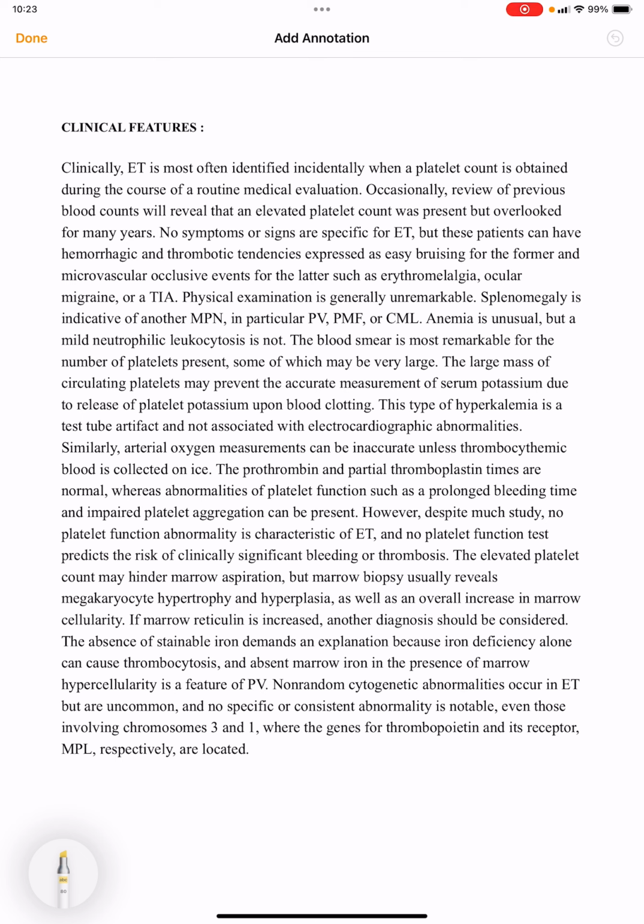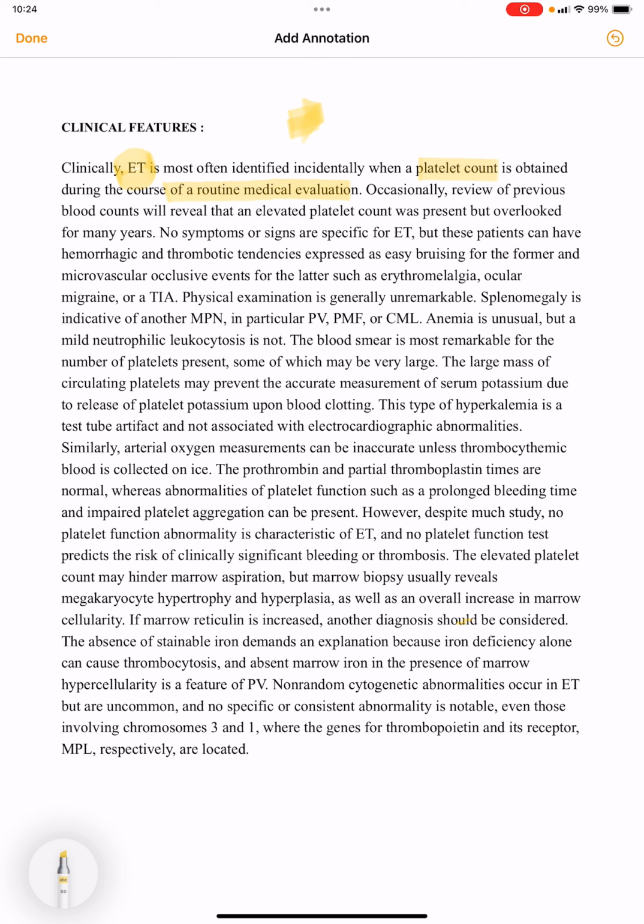Clinical features of essential thrombocytosis. Clinically, essential thrombocytosis is identified when a platelet count is obtained during the course of a routine medical evaluation. Supposing we have drawn blood for some reason, in that condition the platelet count will be raised. So during a routine medical evaluation, the platelet count will be raised.